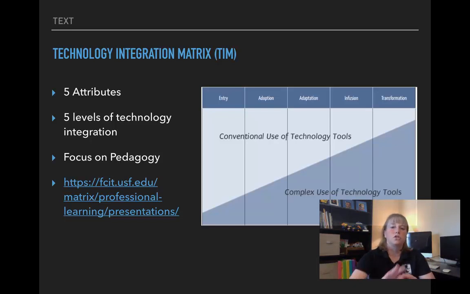And you'll notice on this chart as we're looking at it, it kind of has conventional use of technology tools. Okay, so entry level is a very conventional use of the technology tool. For example, using a Word document to produce a written paper, right? That's pretty entry level, conventional use of a technology tool. All the way to complex use of technology tools. So here we could talk about, within transformation, using Skype to do an interview process of an author rather than writing a biography about that author just by going to the library and reading information about them. So it's really transforming that activity to look completely different.